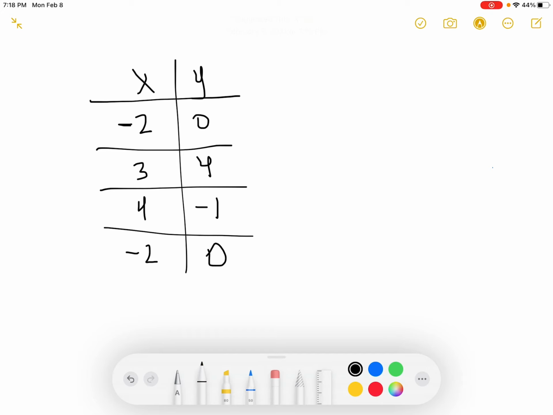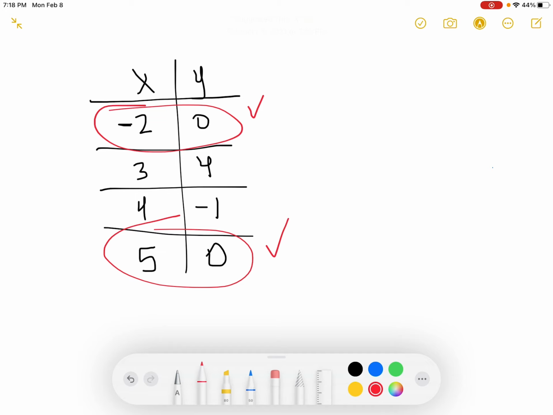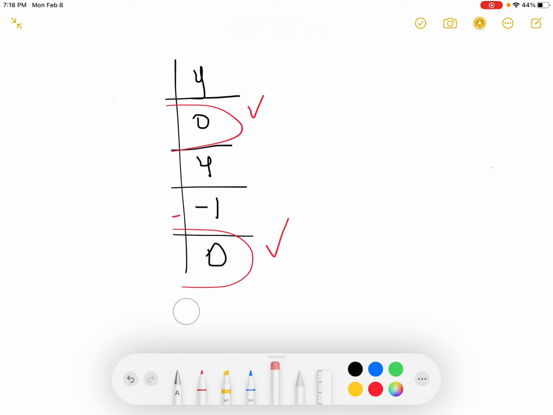That makes it a function because this is just a duplicate thing, so that's okay that there's two. What if I had this as a 5? Would that be a function? Yes, because it's okay for there to be the same y that goes to different x's. So that's a table example.